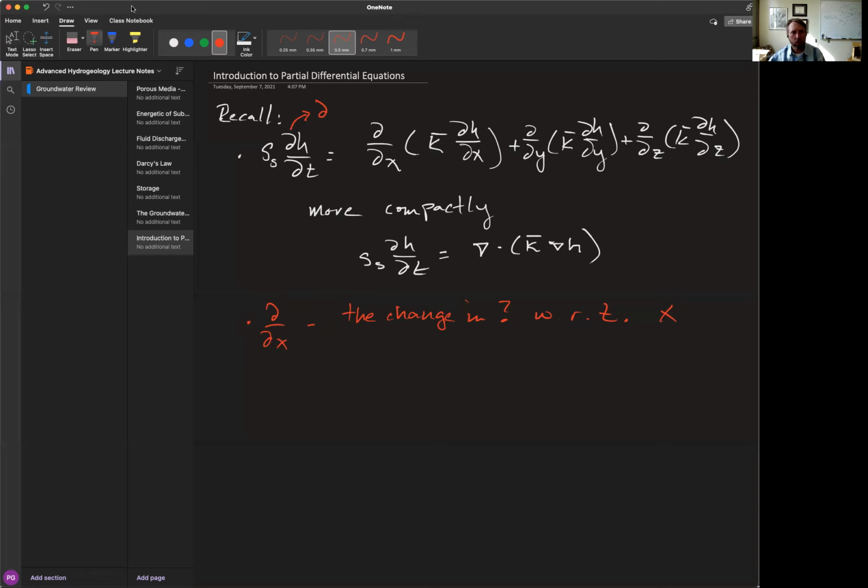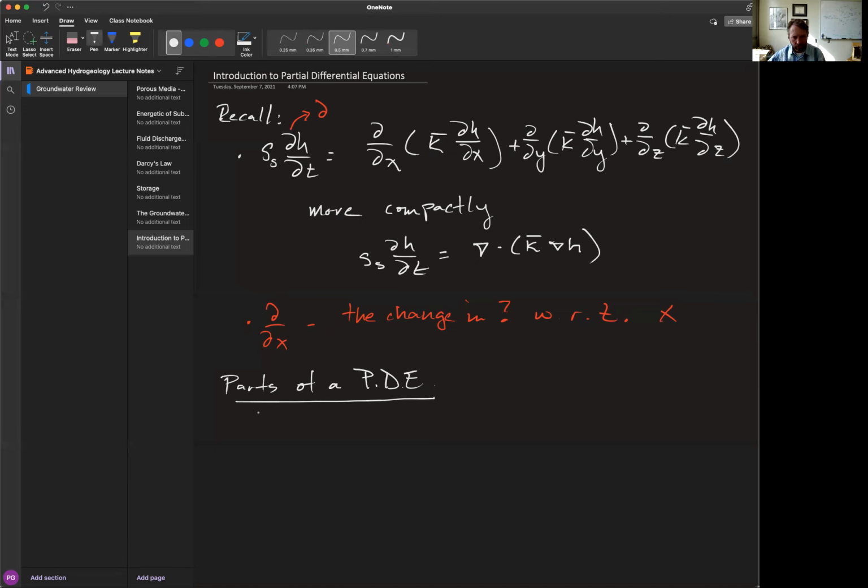And that's essentially what these partial derivatives are saying. So there are some key parts to a partial differential equation. And I'm going to use PDE from now on when I mean partial differential equation. So here are some parts.